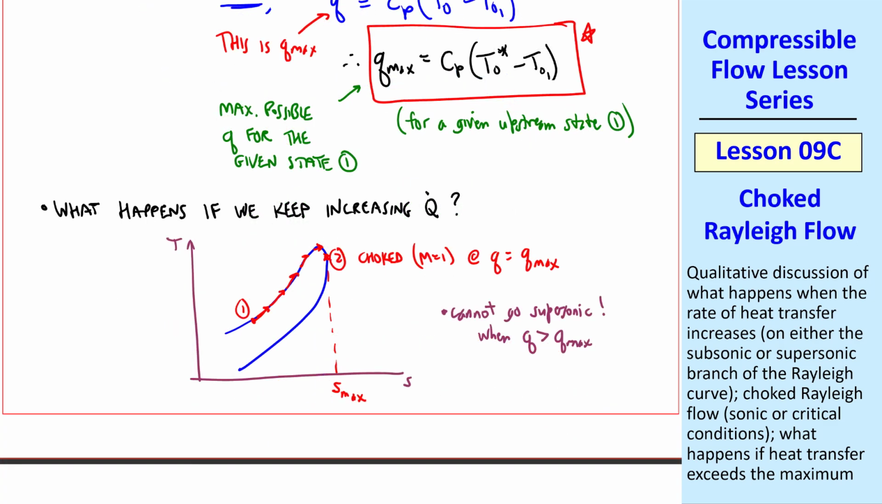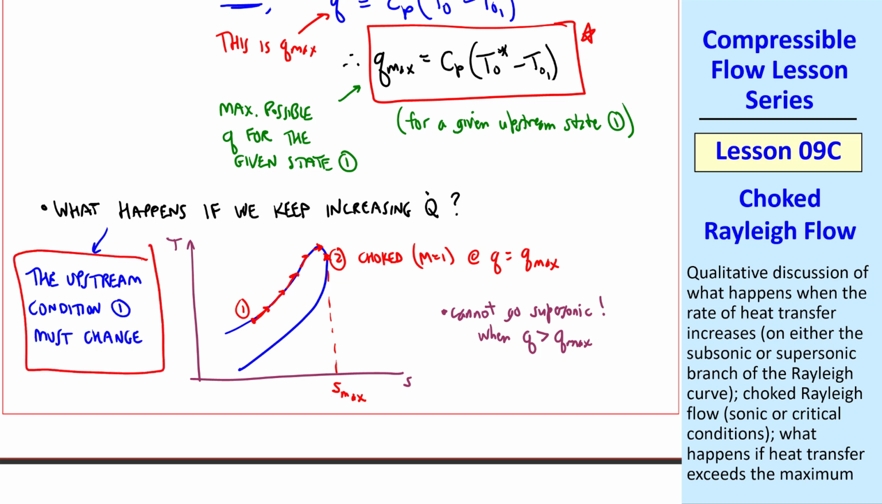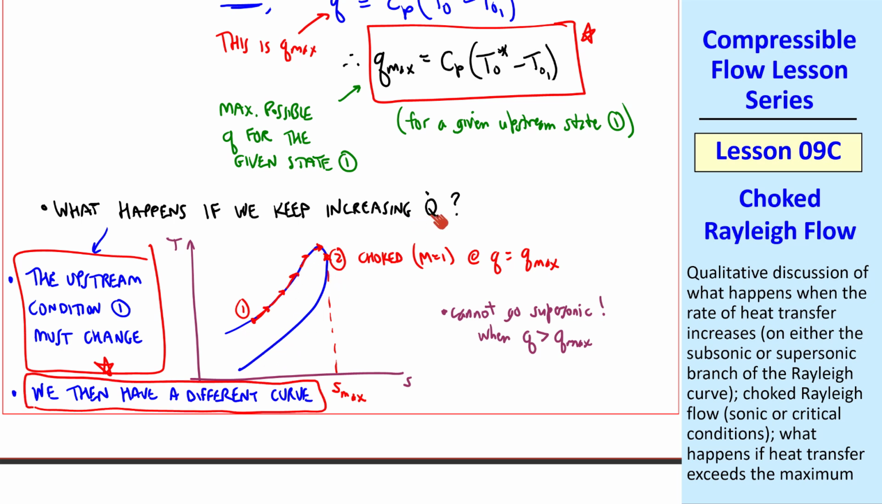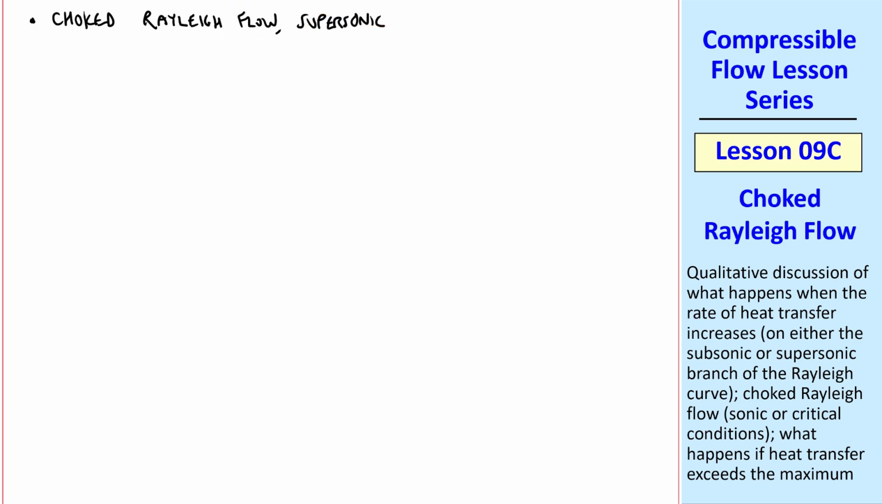So what happens? It turns out that the upstream condition, or state 1, must change. In other words, this state moves somewhere else when we add too much heat. We then have a different Rayleigh curve. This whole curve will change such that our maximum Q dot will increase, and then we won't be violating the second law of thermodynamics. Now consider choked Rayleigh flow for the supersonic branch.